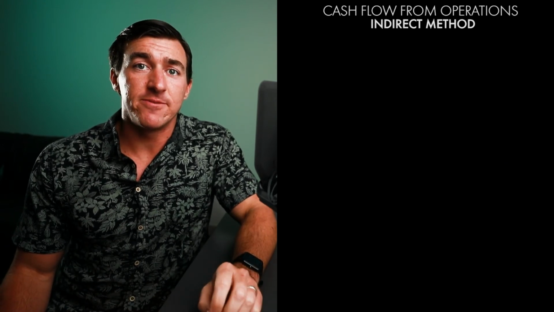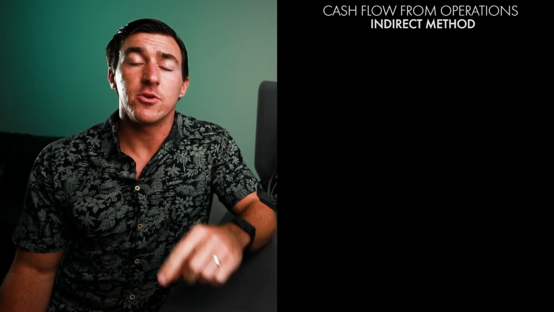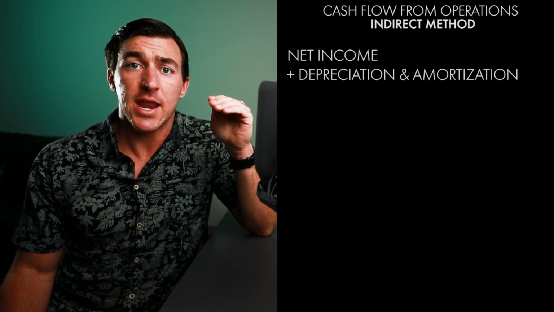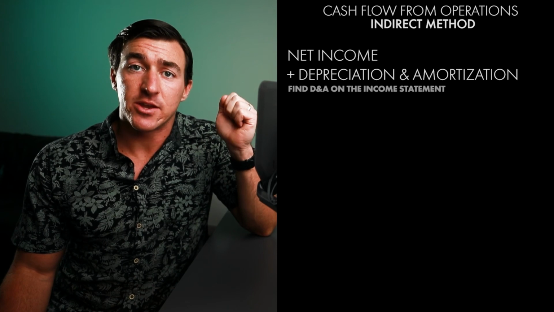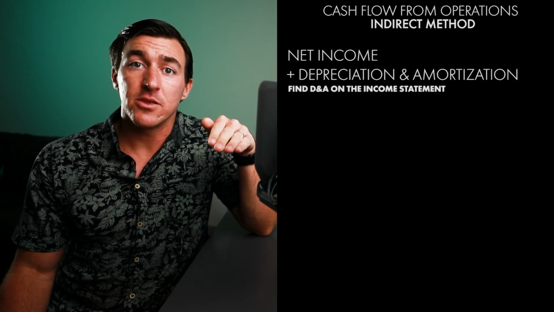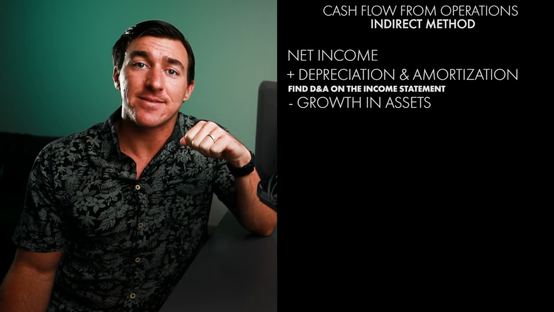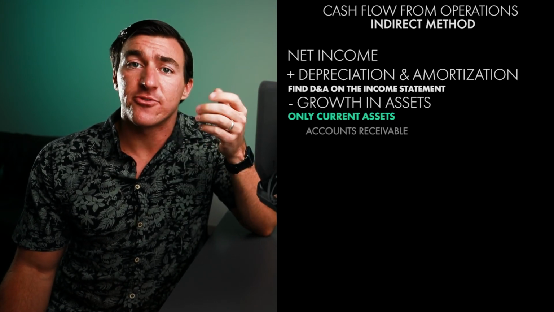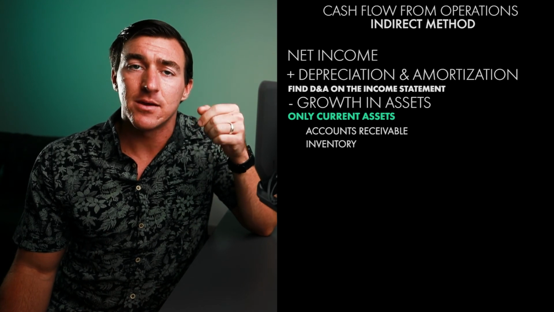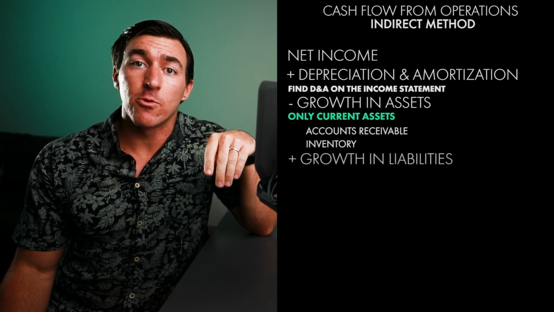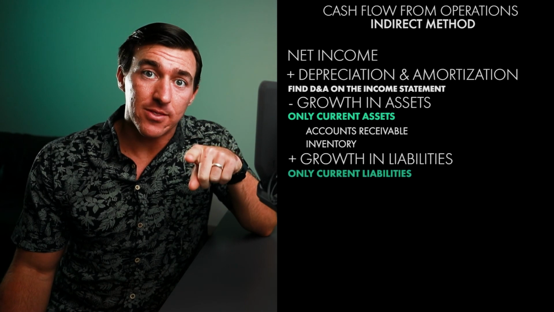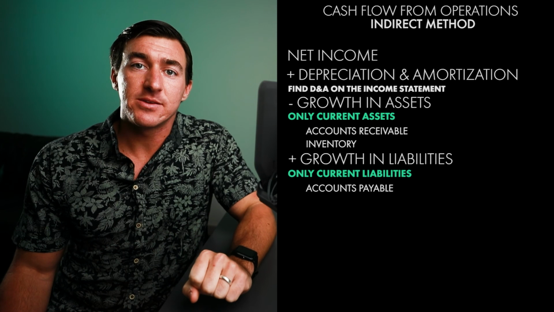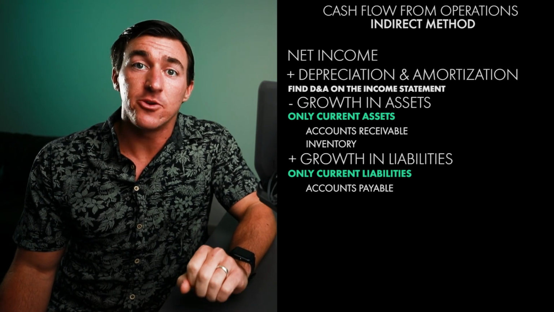Recapping the indirect method for cash flows from operations. You start with net income every time. Then you add back depreciation and amortization. You'd find that on the income statement. Then you subtract any growth in assets that you might have had. Remember, just current assets, like accounts receivable, inventory, things like that. Then you add any growth in liabilities, just current liabilities though, like accounts payable. And that's how you find cash flows from operations using the indirect method.